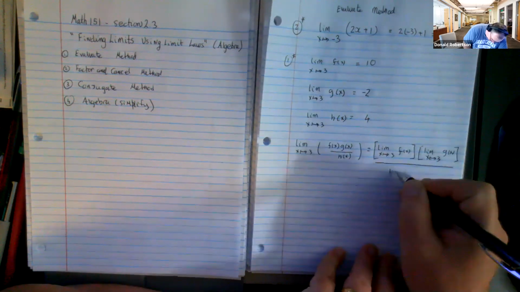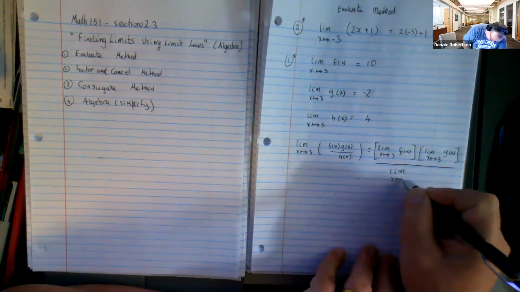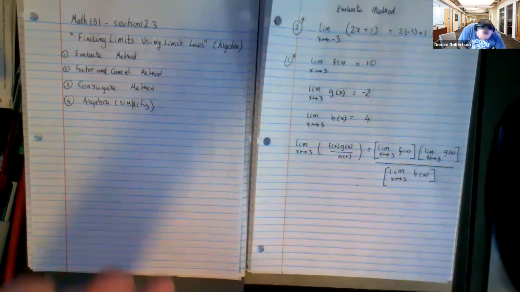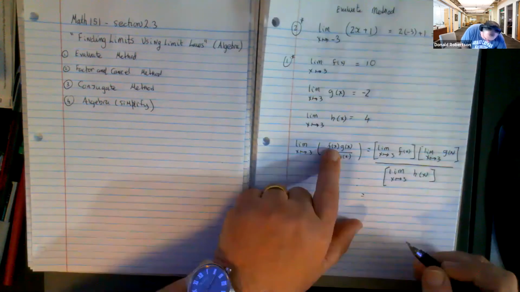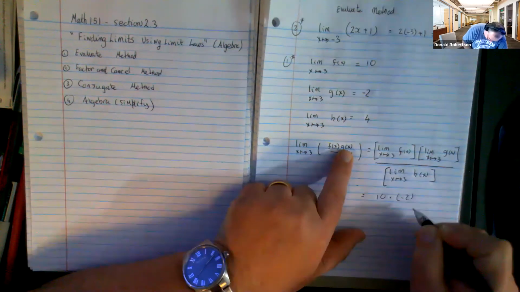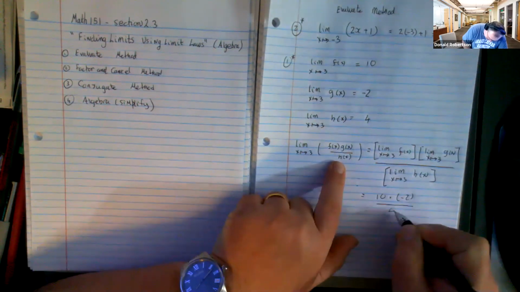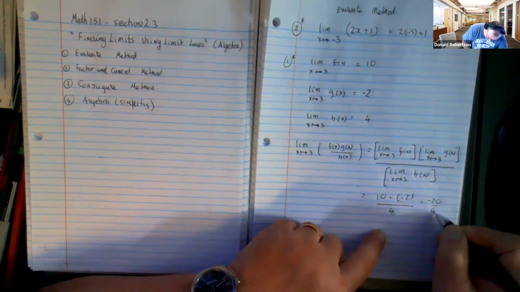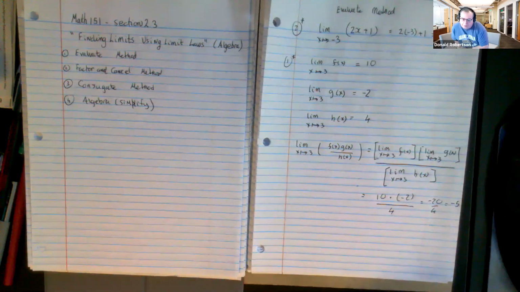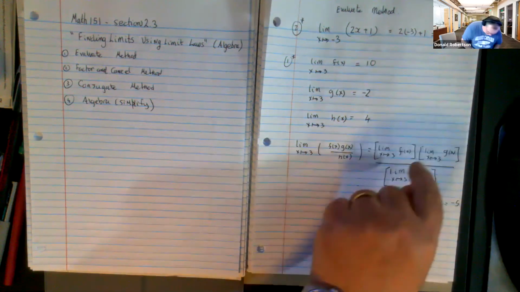Normally, I would not write this line down. I would think it in my head, this is what I'm doing. That guy is 10 times this guy, which is -2, divided by that guy, which is 4. What does that give me? Negative 20 over 4, the answer is negative 5. So the laws of limits could be described in this way: if you want to do the limit of a combination of functions, you can use the individual values to get your answer.